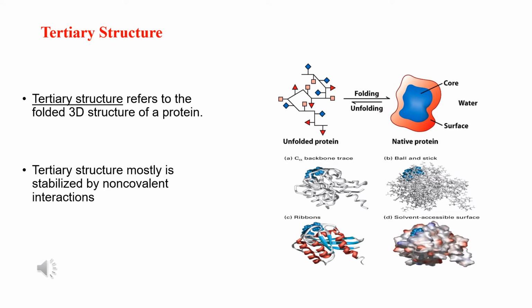Mostly it is stabilized by non-covalent interactions between secondary structure elements and other internal sequence regions. The folding of a protein is thought to be driven by the need to place the mostly hydrophobic regions in the interior out of contact with water. Different methods of representing structure are shown in the figure below, like X-ray crystallography.